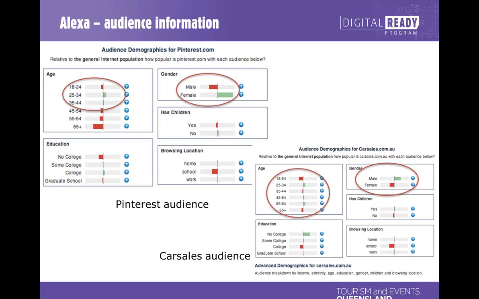And you can see that Pinterest has quite a big skew towards young females. So see the green bar here is showing very high female visitation and quite young, 25 to 34 females. Some of them have children, and it's hard to tell where they're browsing from, but they're not browsing from school. So you presume work and home.